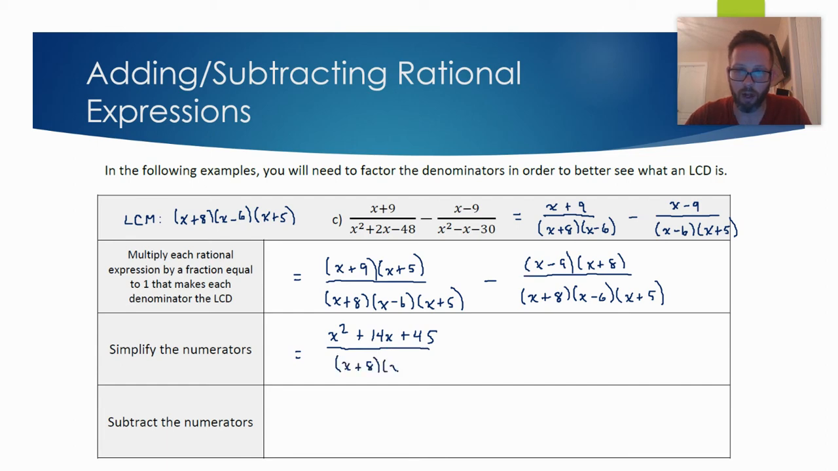Now, on the next one or two, I might share some tips and strategies for possibly saving a bit of writing. In these, I've been showing every single step. Minus 9x plus 8x, minus 1x, and then minus 72.